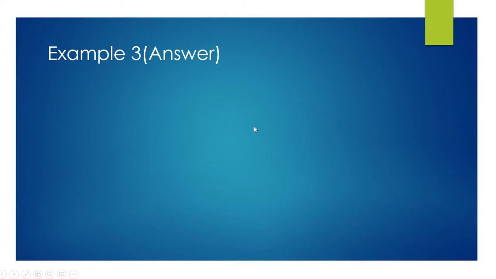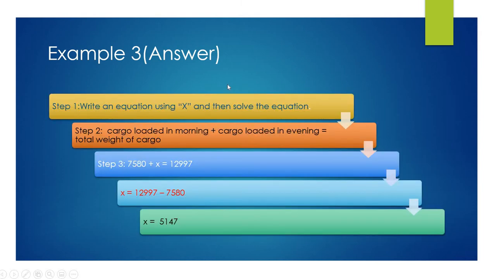So step 1, let's understand the problem. What does the problem ask you to do? Write an equation using x and solve the equation. Now let's see what information we have, what important numbers we have. We know that there were 7,580 tons of cargo loaded in the morning, and in the afternoon, there were x tons of cargo. We don't know x, but the total weight of cargo loaded on the day weighed 12,997.